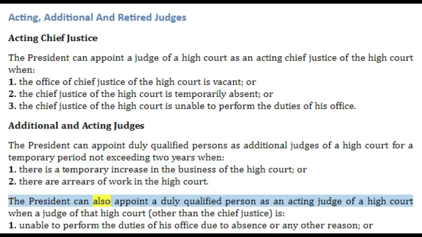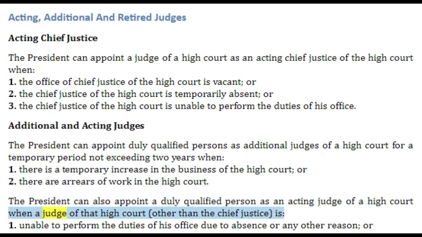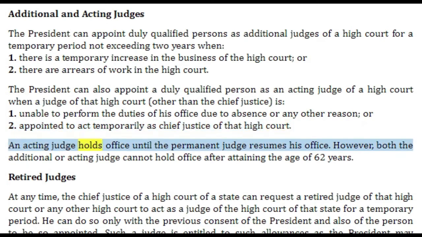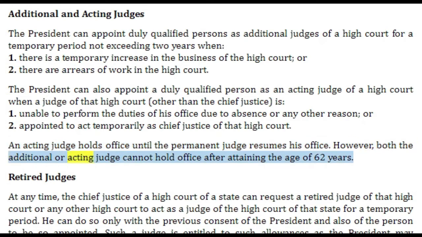The President can also appoint a duly qualified person as an acting judge of a High Court when a judge of that High Court, other than the Chief Justice, is 1. Unable to perform the duties of his office due to absence or any other reason, or 2. Appointed to act temporarily as Chief Justice of that High Court. An acting judge holds office until the permanent judge resumes his office. However, both the additional or acting judge cannot hold office after attaining the age of 62 years.